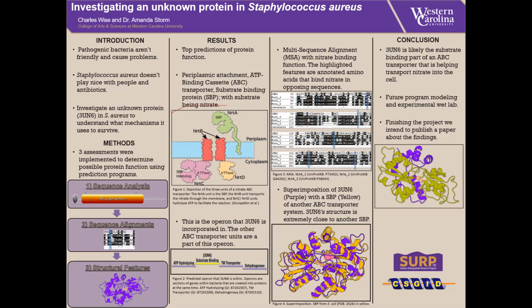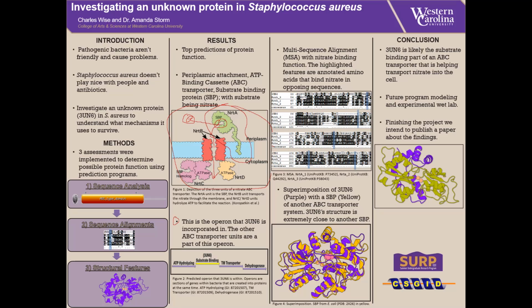So in this image right here, this is an ABC transporter. This is a substrate binding protein. And what happens is substrate would be here, it binds to this protein, the protein then lines it up with the transmembrane transporter, and then that is then taken into the cell. The rest of these images build confidence in this hypothesis.